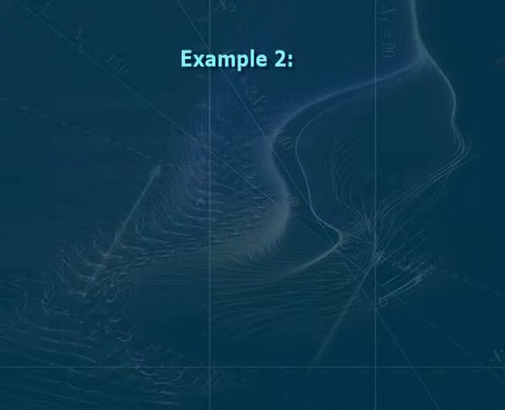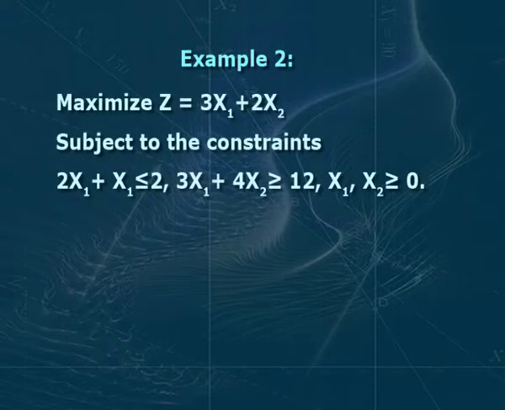Now, we consider another example in which the problem has no feasible solution. Let us see example 2. Here the example is for maximizing the given value z. So, maximize z equal to 3x1 plus 2x2 subject to the constraints 2x1 plus x2 less than or equal to 2, 3x1 plus 4x2 greater than or equal to 12 and x1 and x2 greater than or equal to 0.